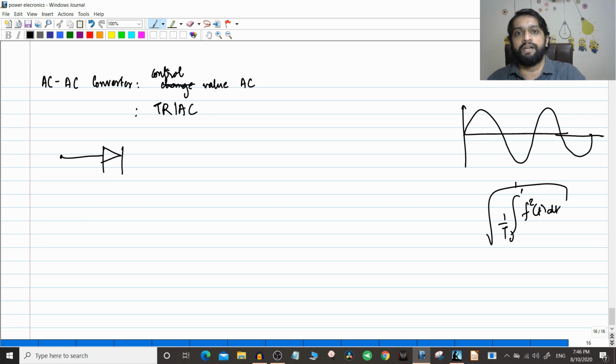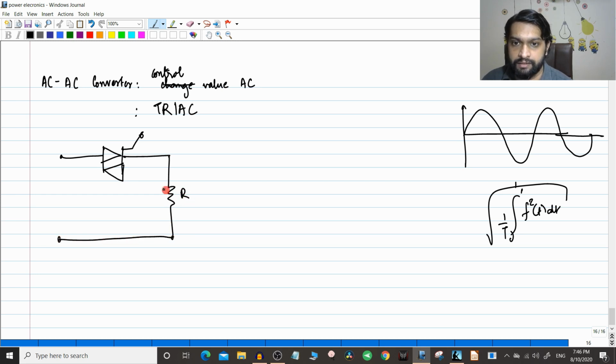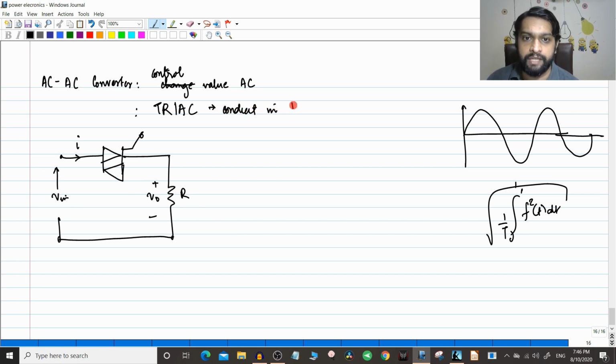It can conduct in the positive half cycle, it can conduct in the negative half cycle also. So this is the basic symbol of a triac here. There is a gate signal. This is R, this is V0, this is V in, and this is the current direction. So this device is called a triac, which can conduct in both directions, both half cycles. It can conduct in the positive half cycle and it can conduct in the negative half cycle. That is the basic idea here.